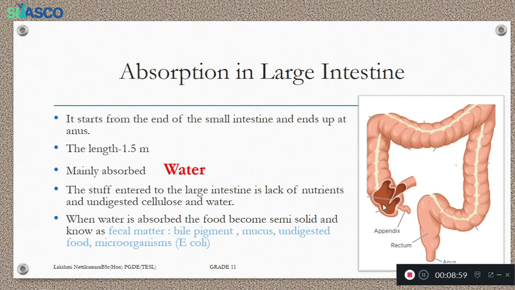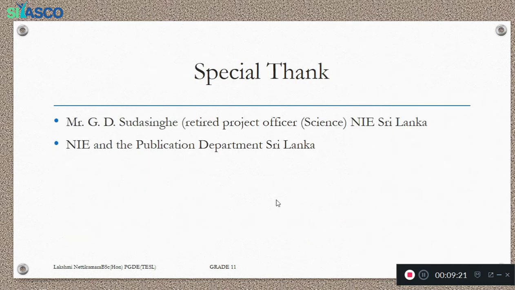It comes to this caecum and moves slowly through the large intestine and comes to this rectum, and due to the pressure in the large intestine, passes as stool through the anus. So that is the end of the food that you took into your mouth.